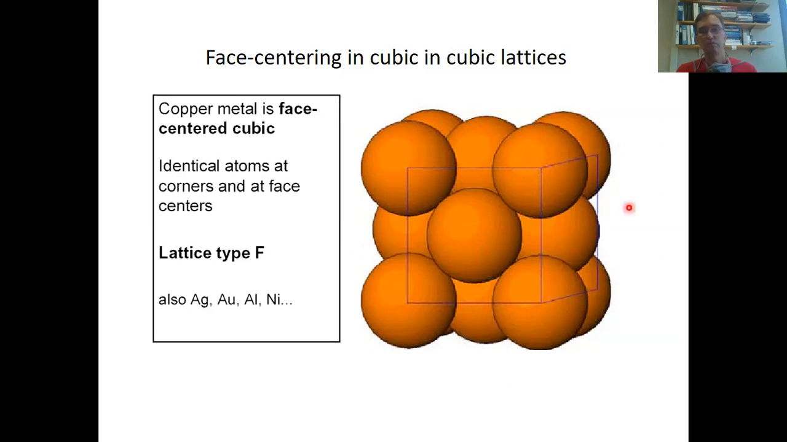So many metals crystallize actually in this crystal structure. We call this the lattice type F for face-centered. For instance, silver, gold, aluminum, nickel, and many other metals have unit cells which are cubic face-centered.